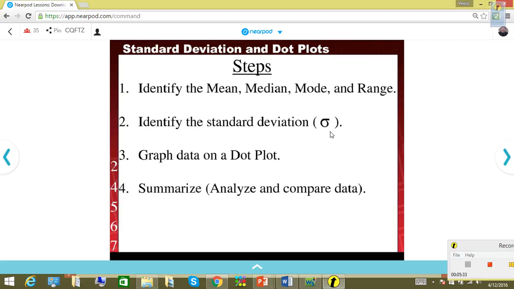And in parentheses, I wrote the symbol for standard deviation. That one in Greek is known as sigma. Sigma stands for the sum or the total. Step 3, graph the data on the dot plot. And step 4, summarize, which means analyze and compare, or you're going to give a statement as to what you see on that data. Fairly simple? Okay, copy that, please.